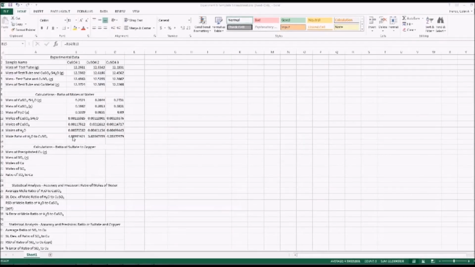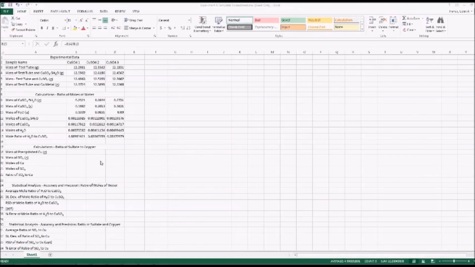You'll notice that experimentally, for the first trial, we found about 5 moles of water for every mole of copper 2 sulfate. For the second and the third trials, we were around 4. This is getting at the empirical formula. So there are about 4 or 5 waters per mole of copper 2 sulfate. A little bit later on, we'll find the average of these numbers, and we'll calculate the precision and the accuracy of our results.